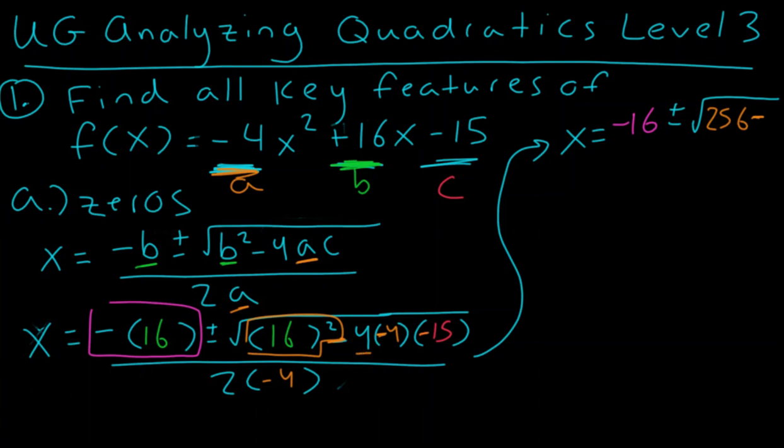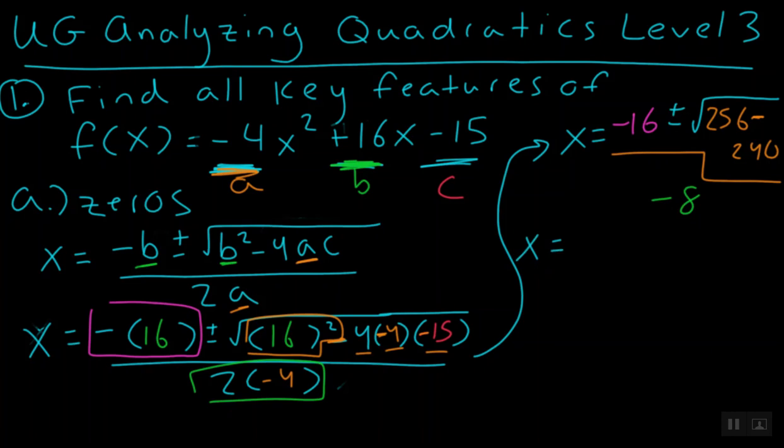And then I say, okay, well, what's 4 times 4 times 15? And let me go ahead and pause the video and use my calculator to figure that out. And 4 times 15 will be 240. And I didn't really quite squeeze that in, so you have my apologies. Now, down on the bottom, let's just go ahead and use green. We have 2 times negative 4, which is, in fact, negative 8. Okay, and so let's rewrite this again. Now we have x equals negative 16 plus or minus the square root of something over negative 8.